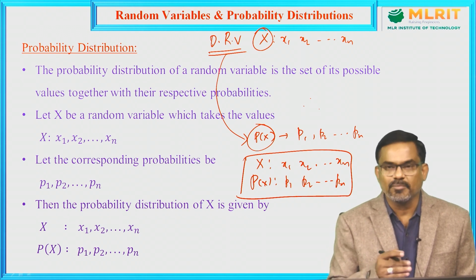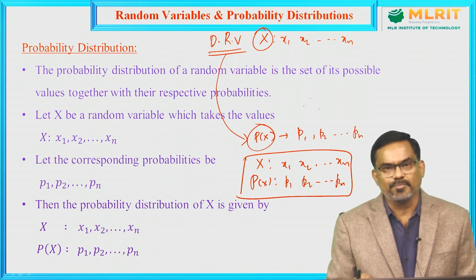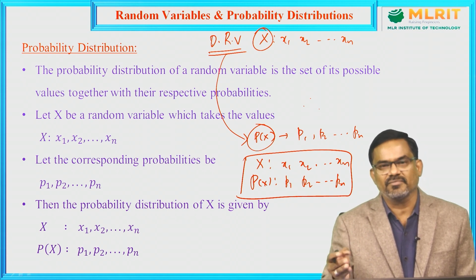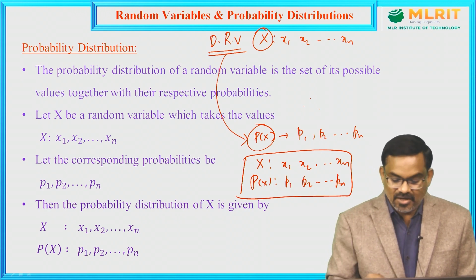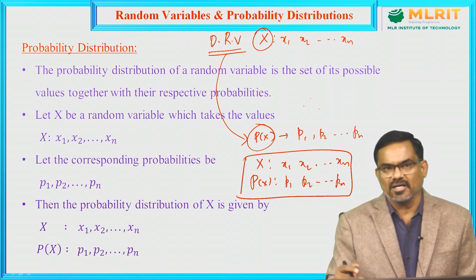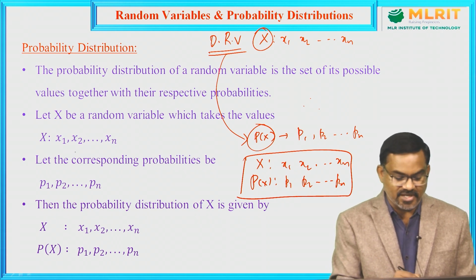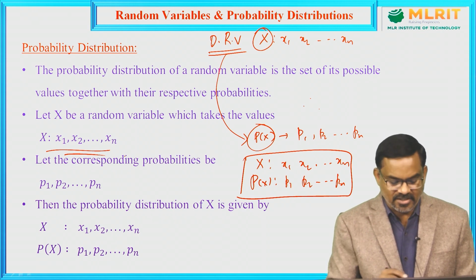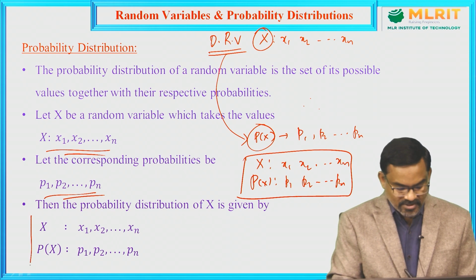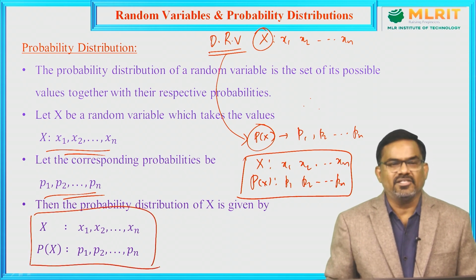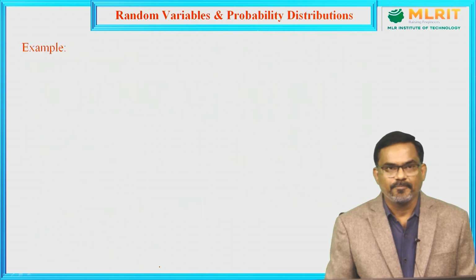For that we use the probability function. In the case of a discrete random variable, we use the probability mass function. In the case of a continuous random variable, we use the probability density function. So, this is the combination of values x and the corresponding P of x. Let X be a random variable which takes the values x1, x2, and so on up to xn. Let us find the probabilities and arrange these values in the form of a table. So, this is called the probability distribution.